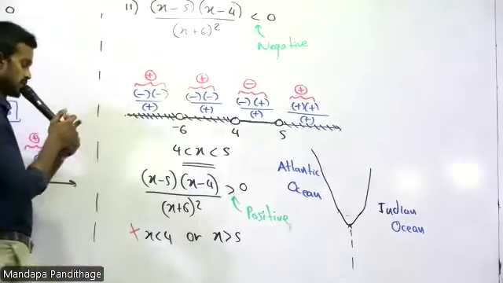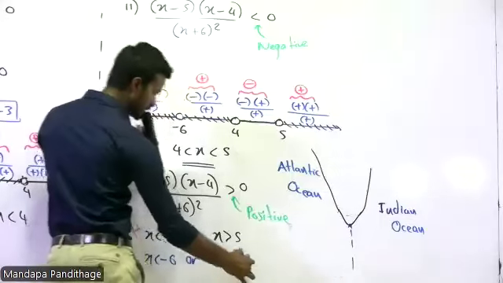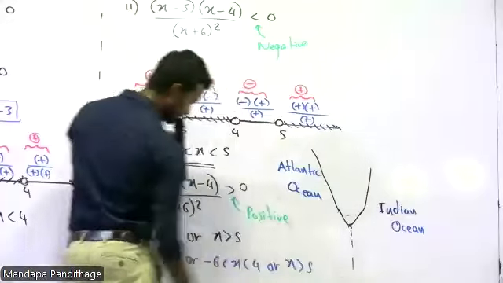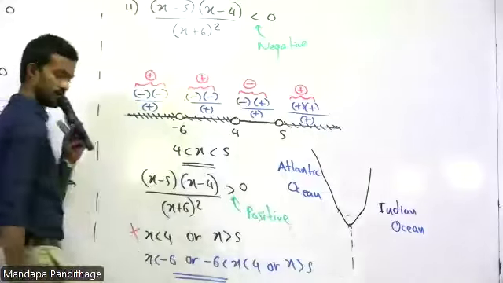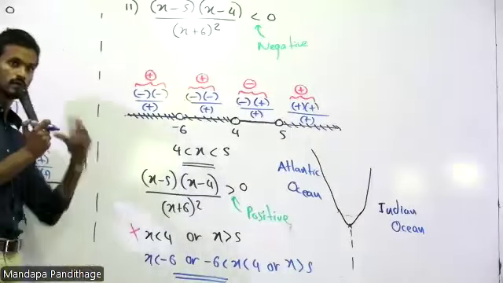This is x is less than -6, or x is greater than -6 and less than 4, or x is greater than 5. So you have to write this as three regions: 1, 2, and 3. Clear? Hands up who wrote this one? Good. Okay, if you have written it in the other way, put it wrong.